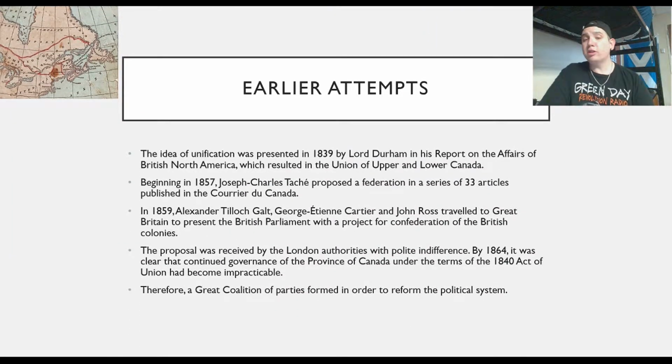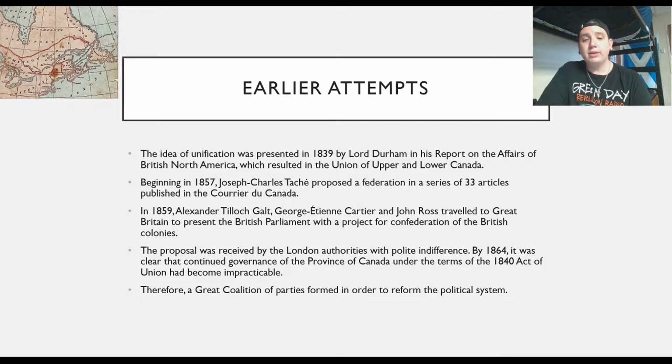So, the earlier attempts. This wasn't the first time, March 29th, 1867, that the Canadians had tried to confederate. The idea of unification was presented in 1839 by Lord Durham in the Report on the Affairs of British North America, which resulted in the union of Upper and Lower Canada, so some success there.